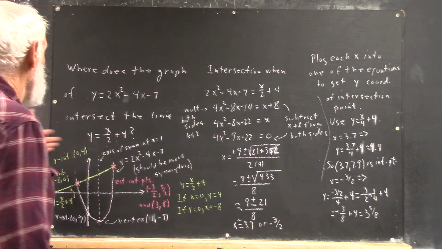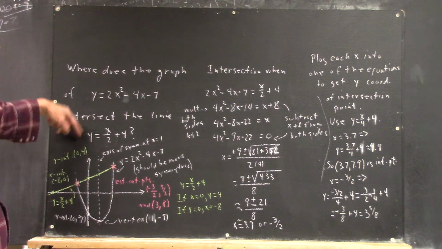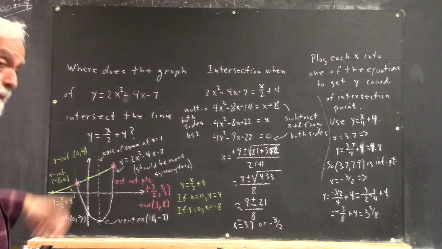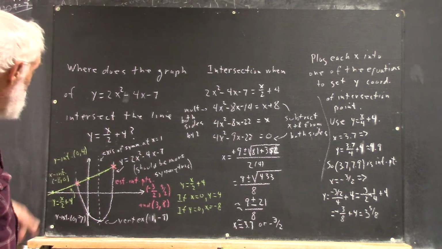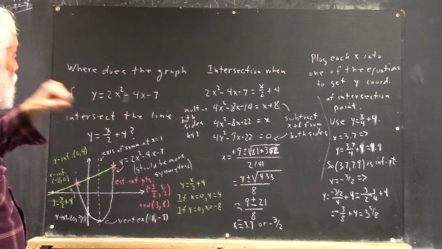Okay, we asked the question, where does the graph of this function intersect the line? This is a parabola, this is a straight line. We can easily graph them. We can easily see where the point of intersection is. We graph the parabola by the usual means.